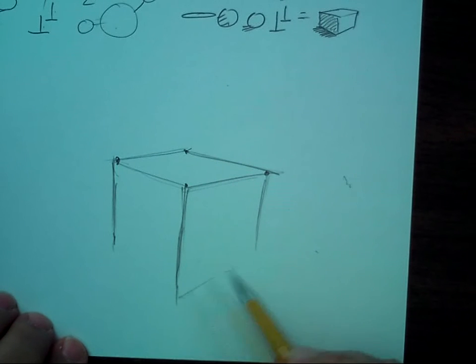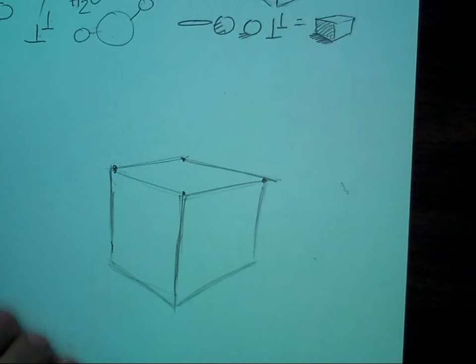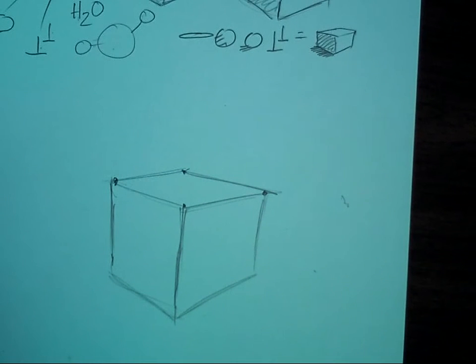Okay, don't go straight across. Go uphill to the right. Go uphill to the left. And there's our box.